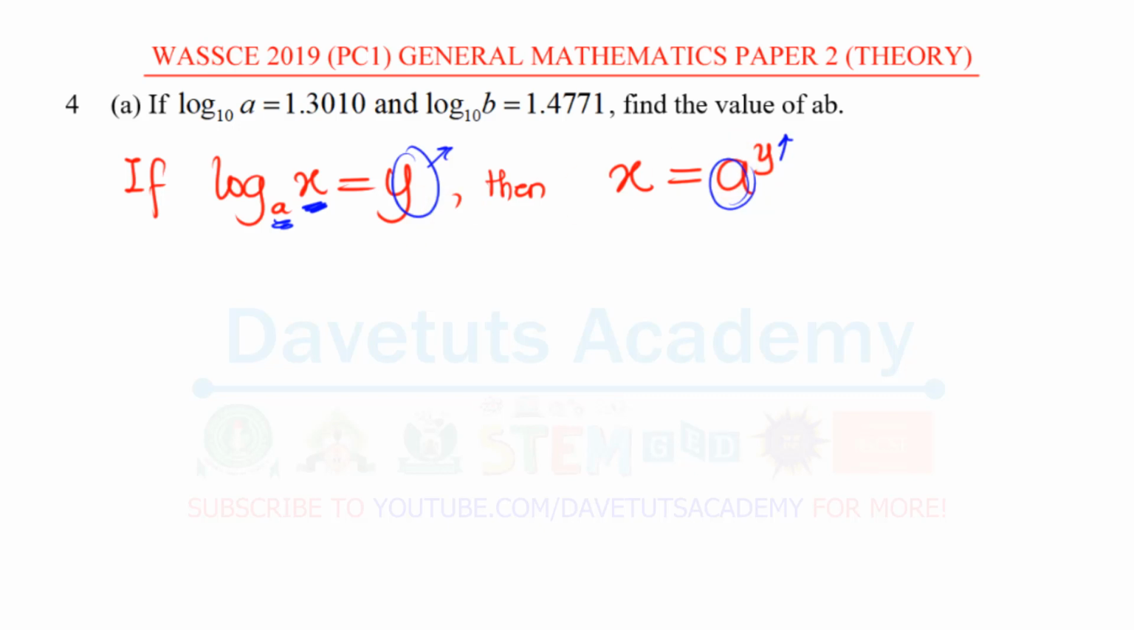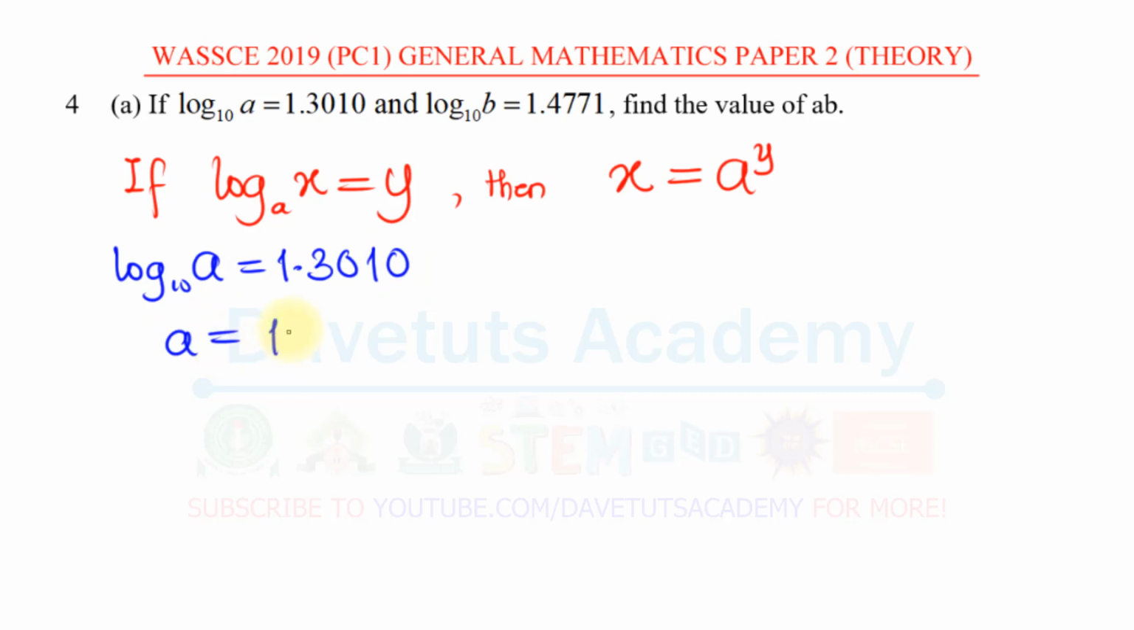And using this transformation, we can solve for x as appropriate in the question. But looking at this question, we are given the value of the log to base 10 of A and the value of the log to base 10 of B. If you want to find out how to solve this, we can just say by this transformation, that means that our A from log to base 10 of A is equal to 1.3010.